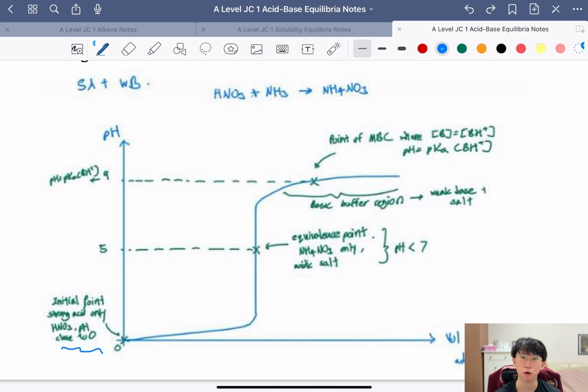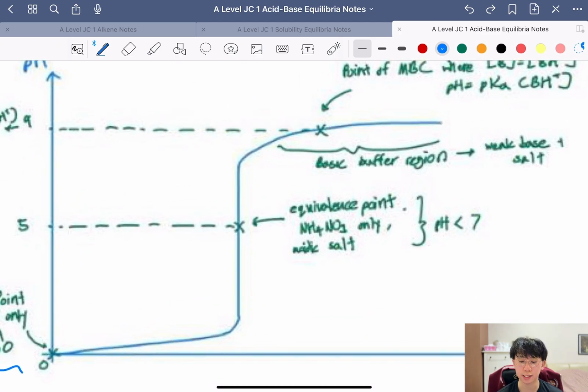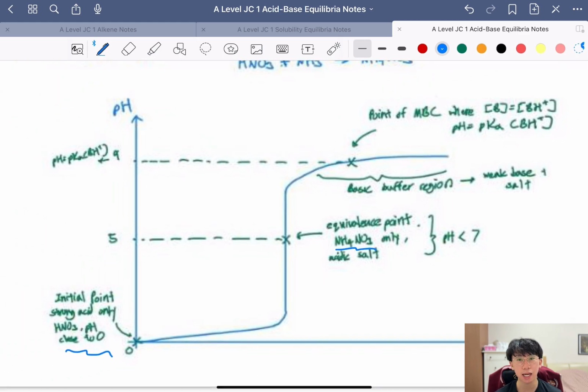Now this equivalence point is going to be slightly different. We must look at the salt that is produced from the acid-base reaction. By looking at this, we can see that this is actually NH4NO3, and NH4NO3 is slightly acidic. Because of this, the pH at equivalence point is going to be less than 7. Take note, you might be asked to calculate the exact pH at the equivalence point itself, so just use the equations that I provided earlier in the video.